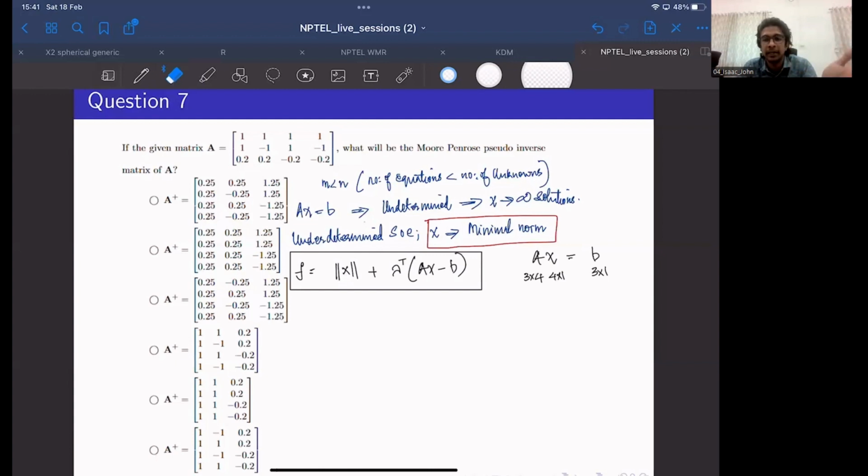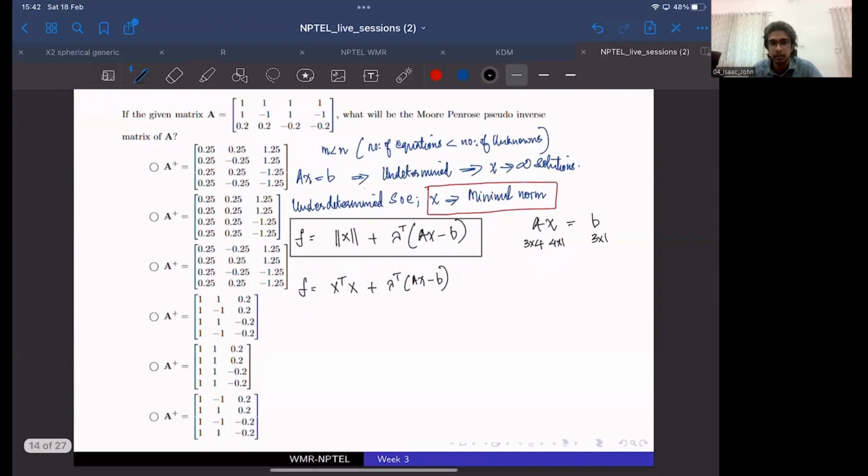So if you are minimizing something subject to some constraints, you will have Lagrange multipliers. This is basically a standard Lagrange multiplier minimization problem. So in other words, you can write this scalar equation as x transpose x, which is the dot product of x with itself, plus lambda transpose times (Ax minus b).